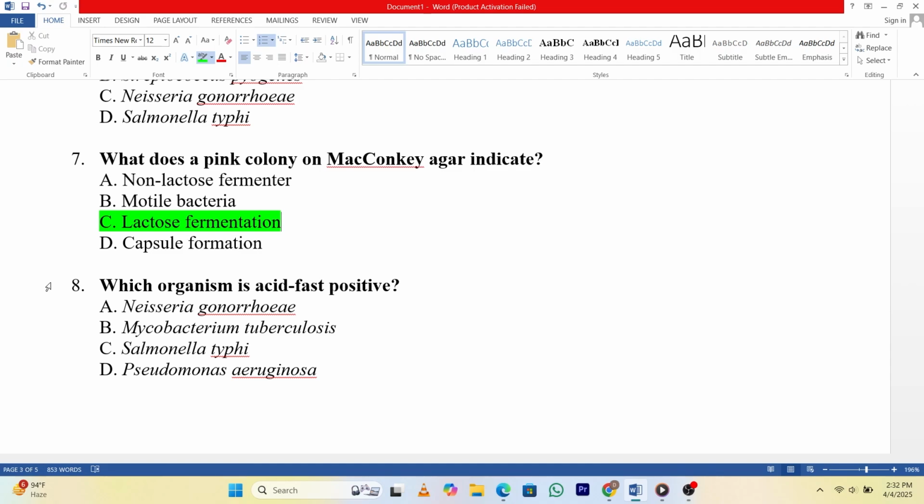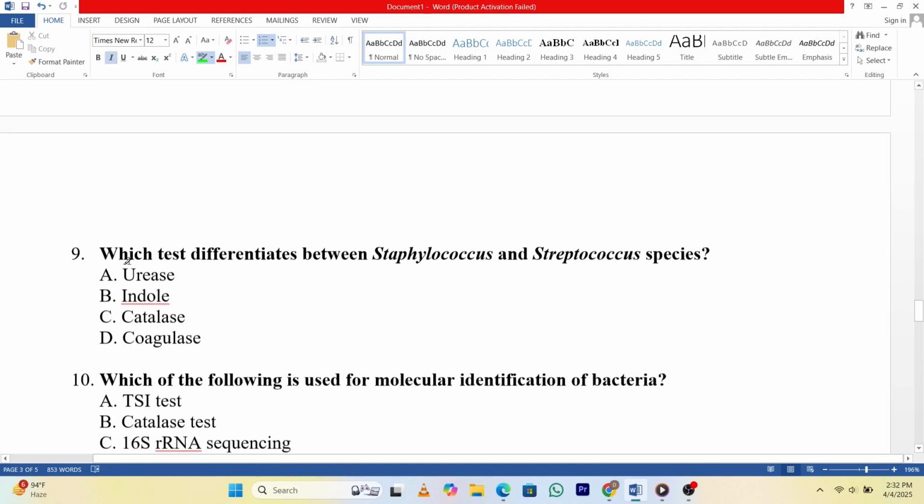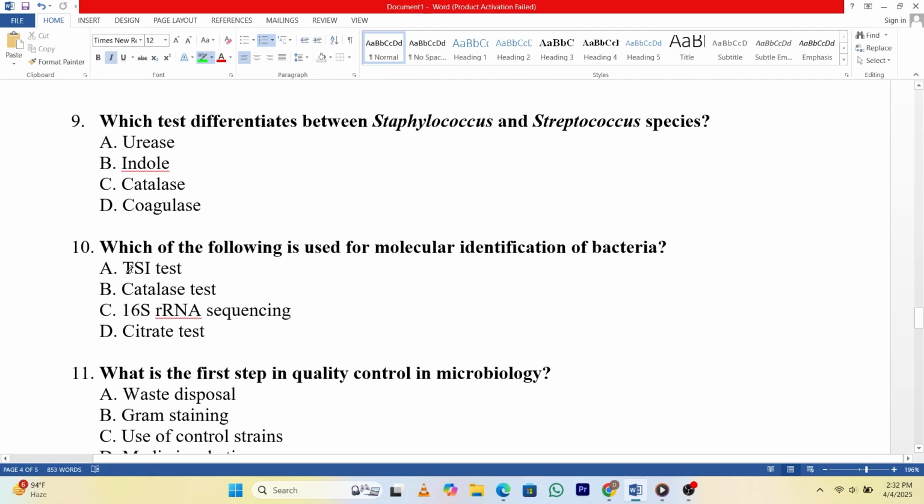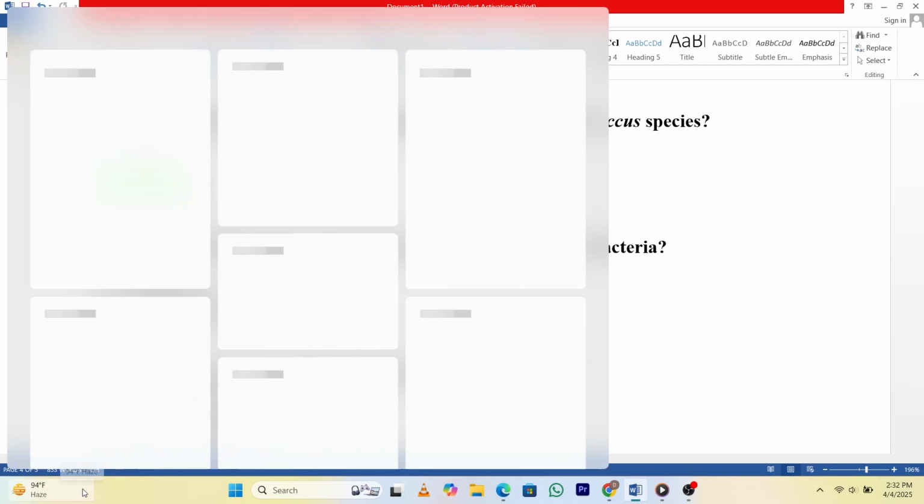9. Which test differentiates between Staphylococcus and Streptococcus species? A. Urease. B. Indole. C. Catalase. D. Coagulase. Answer, C. 10. Which of the following is used for molecular identification of bacteria? A. TSI test. B. Catalase test. C. 16S rRNA sequencing. D. Citrate test. Answer, C.